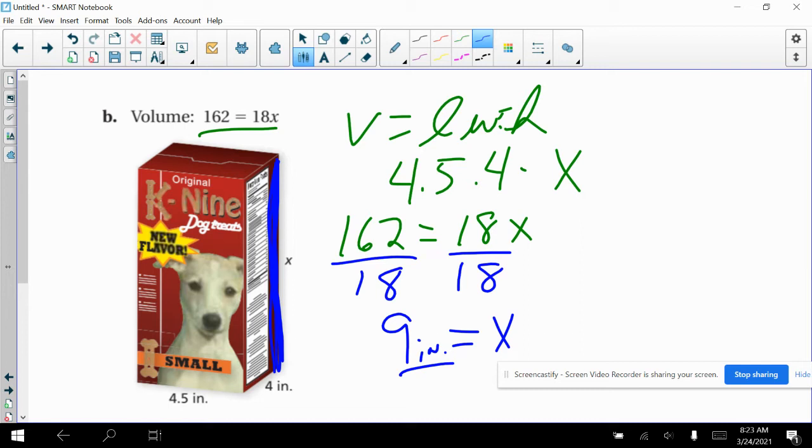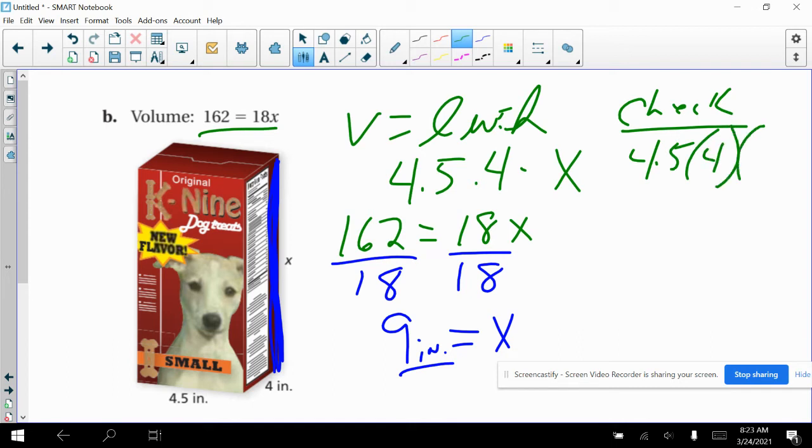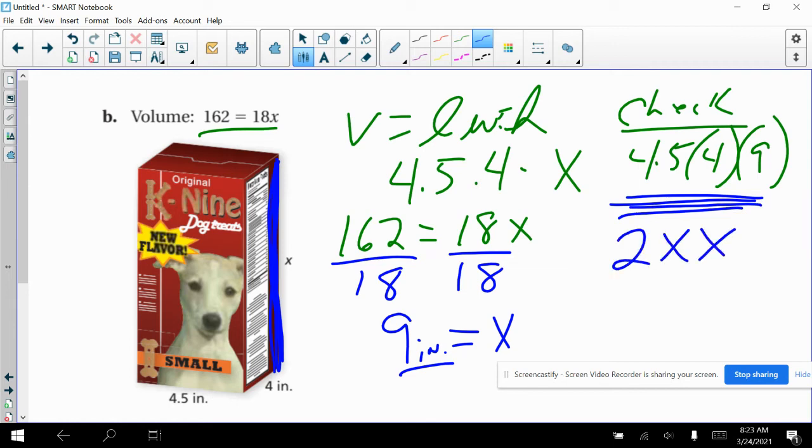How do you go check it? Real simple, right? 4 5/10 times 4 times 9. Now, take a look at the check. Remember, way earlier in the year, we talked about something that looked like this? We said not to use the X because it could be misconstrued as a multiplication. Well, guess what? Now, all of those are numbers. Now we're multiplying 3 numbers in a row.